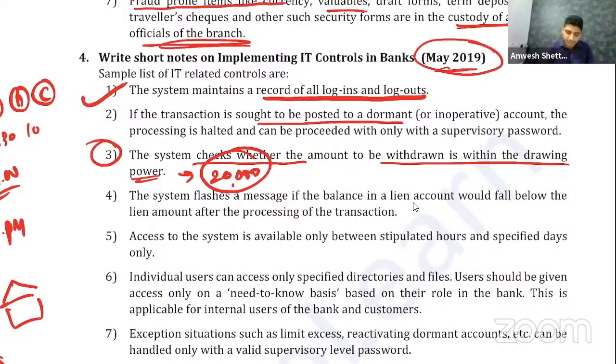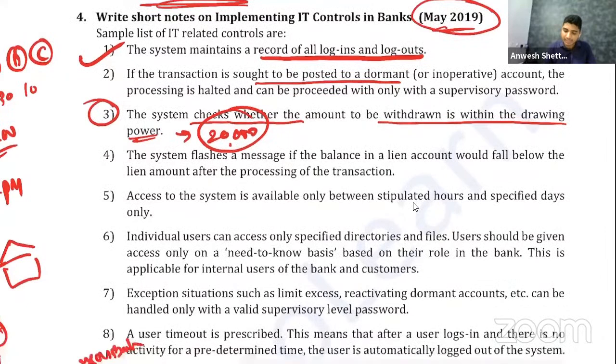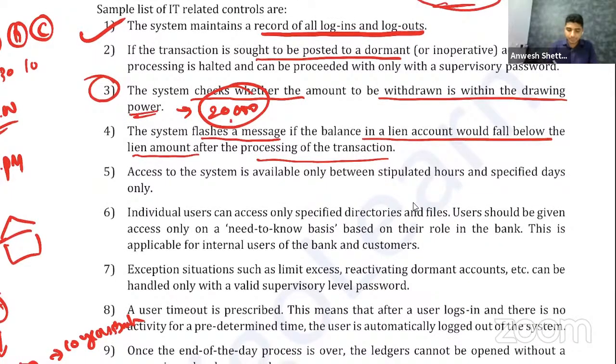Next, the fourth point, the system flashes a message if the balance in a lien account would fall below the lien amount after processing the transaction. Now, what is a lien account? Let us say you have kept an FD of 10 lakh rupees in the bank.